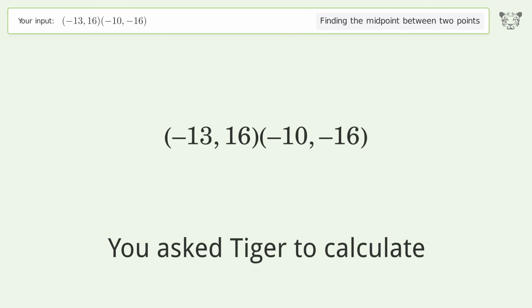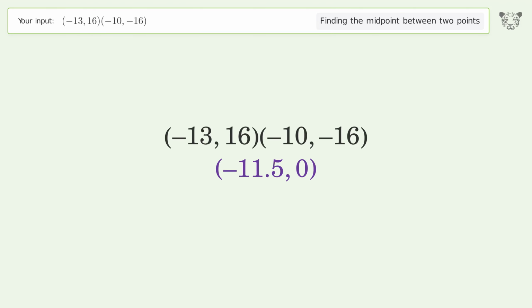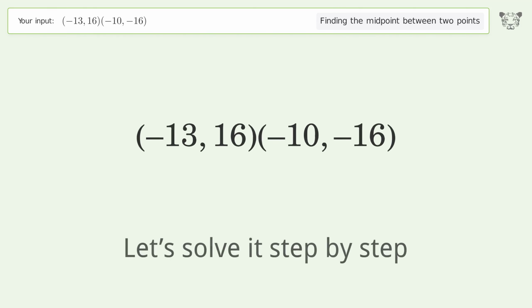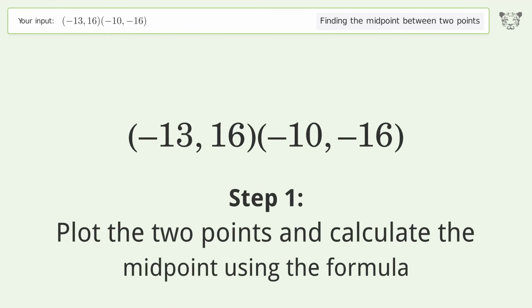You ask Tiger to calculate. This deals with finding the midpoint between 2 points. The midpoint between the 2 points is negative 11.50. Let's solve it step by step. Plot the 2 points and calculate the midpoint using the formula.